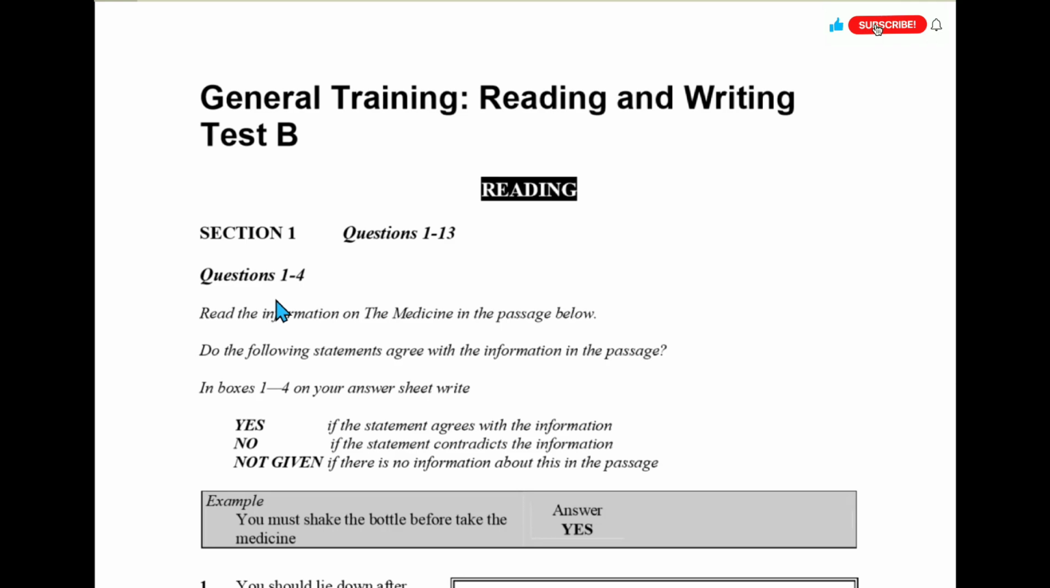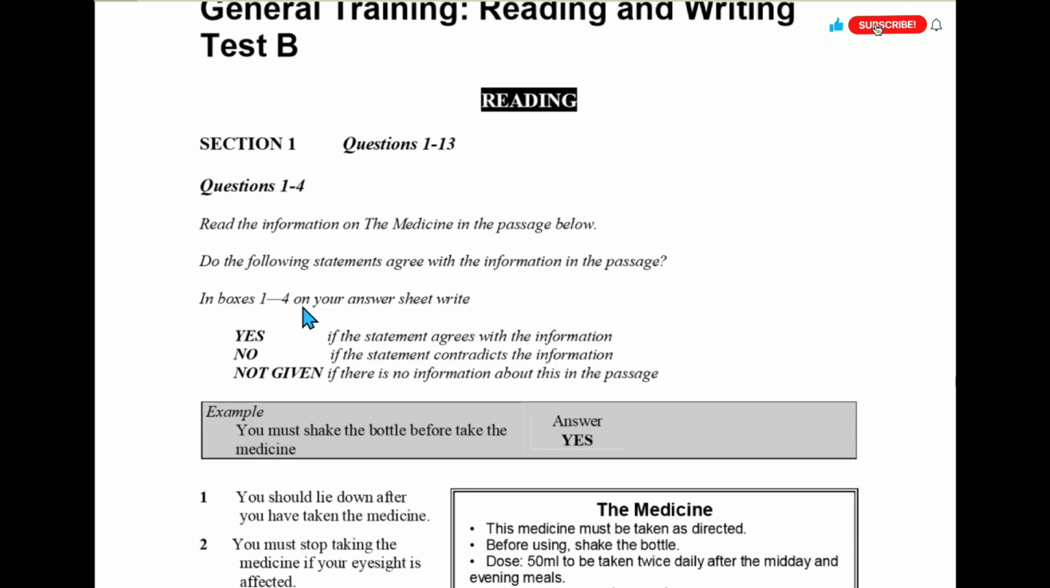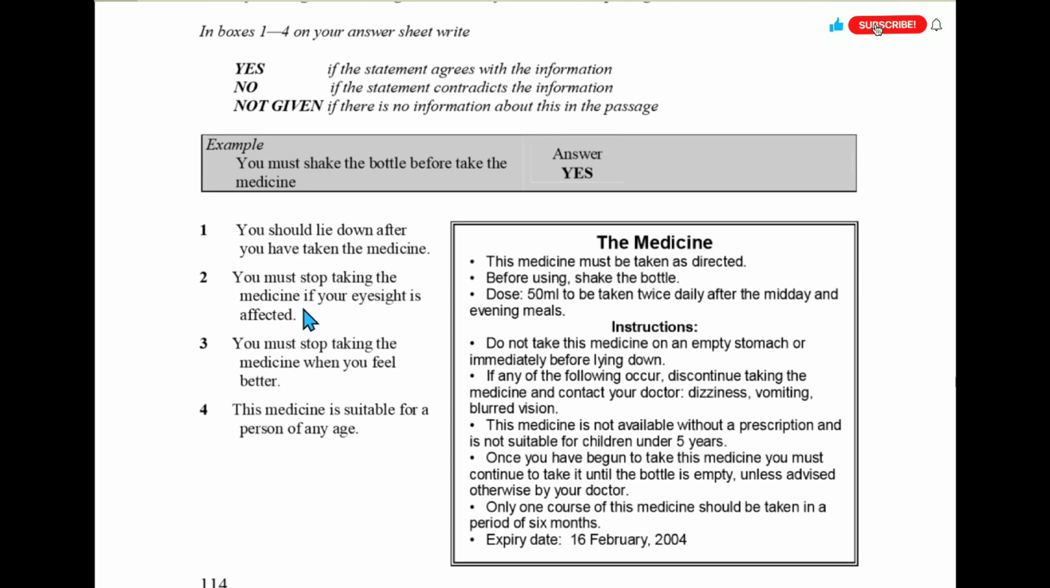So this reading is just a section. It is just like whenever you buy a medicine and check the package, you see some instructions written, and this will be just the same.